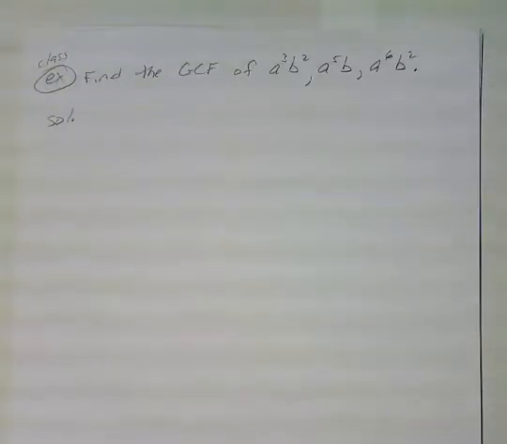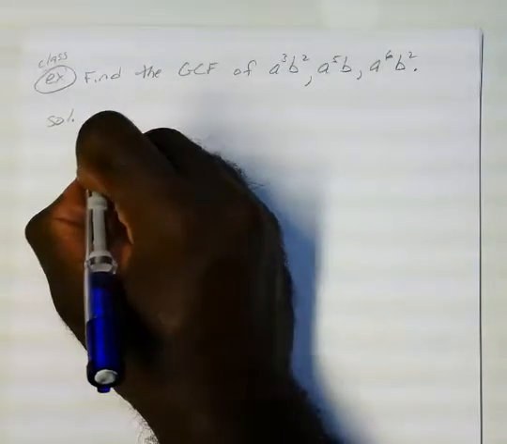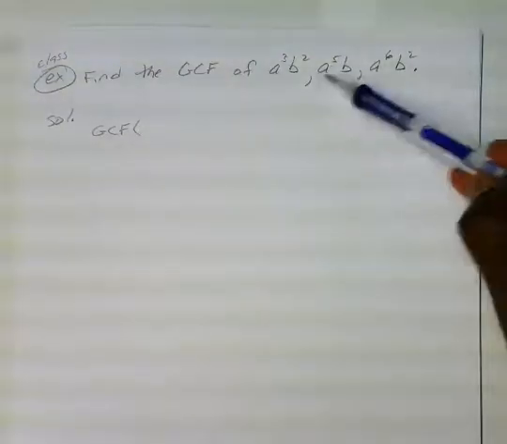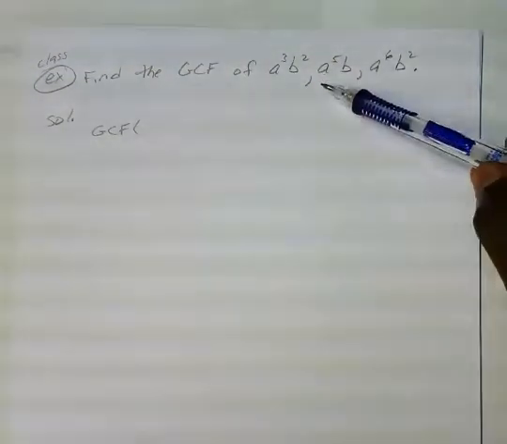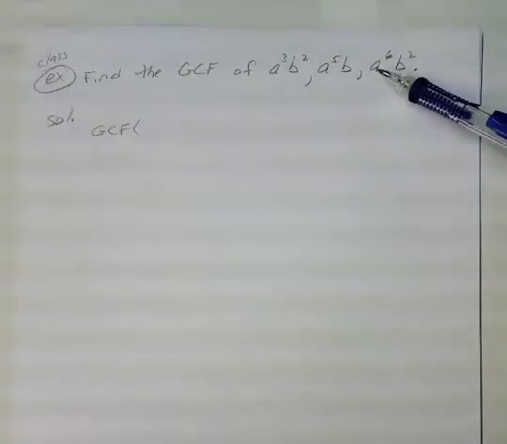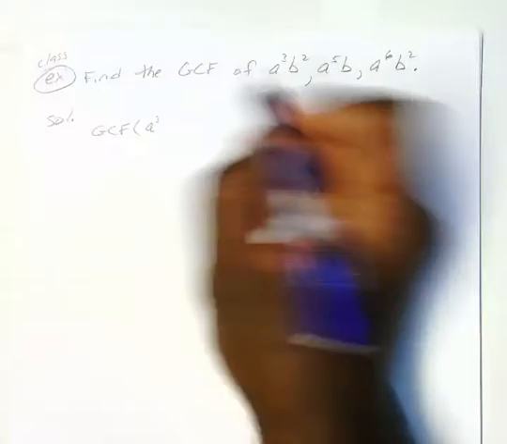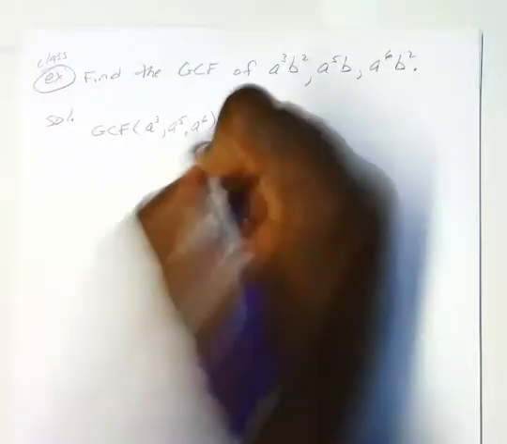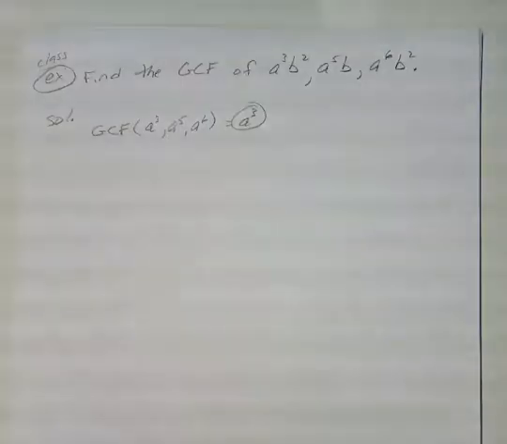All right, so I'm assuming you've pressed pause and you've worked this one out. So if you notice, there's no numerical coefficient. There's no number there. We just have A's and B's. So the greatest common factor of a to the third, a to the fifth, and a to the sixth power is, of course, the smallest exponent, which is a to the third power.